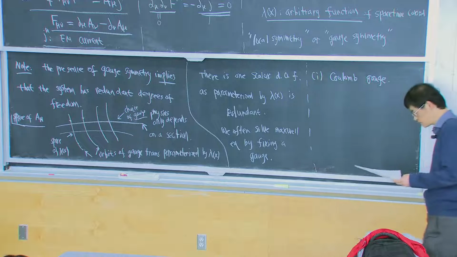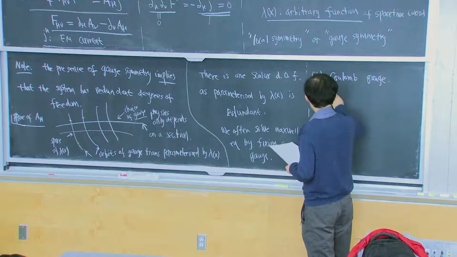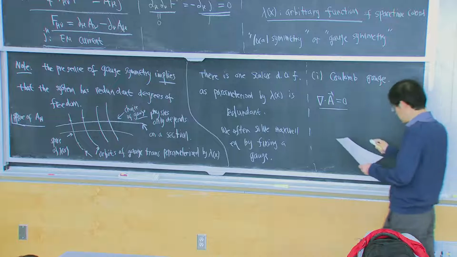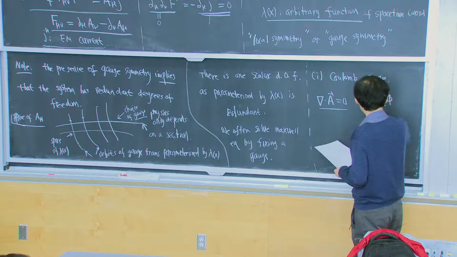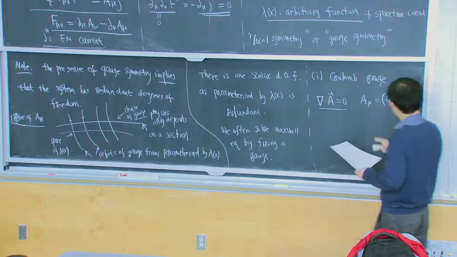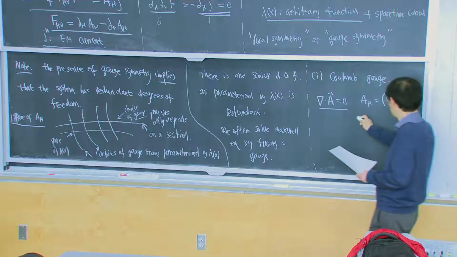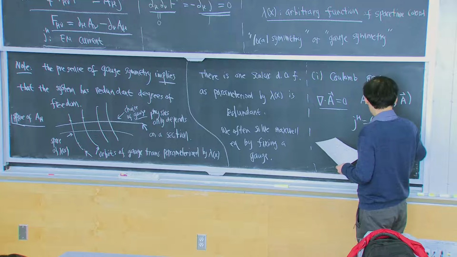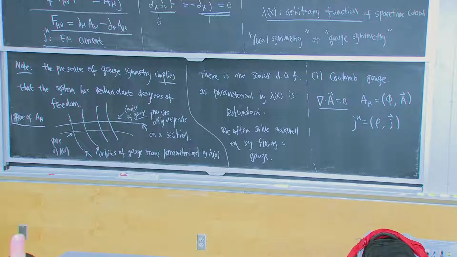In this gauge, you require the spatial component of A mu to satisfy this equation. I will use the notation that A mu has the zeroth component, the time component, which I call phi, and the spatial component, which I just call a vector A. I also often write J mu as rho, which is the charge density, and the electric current J.